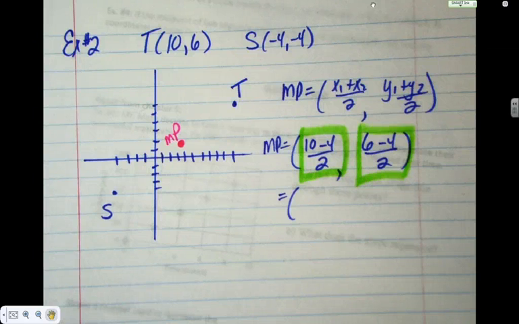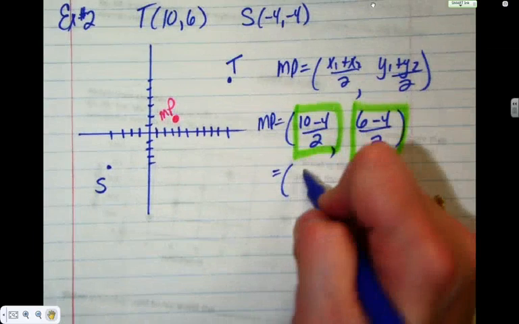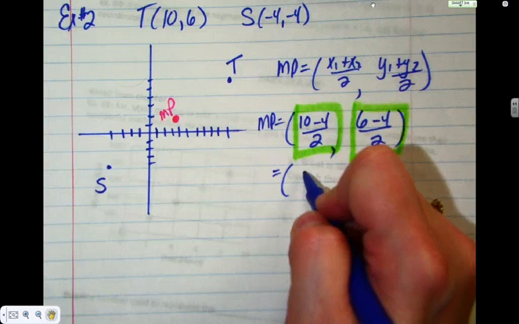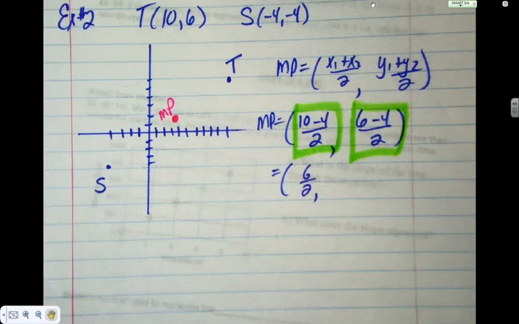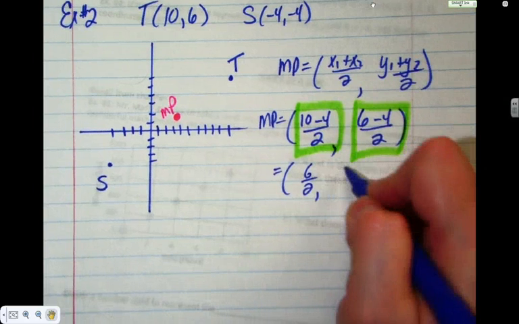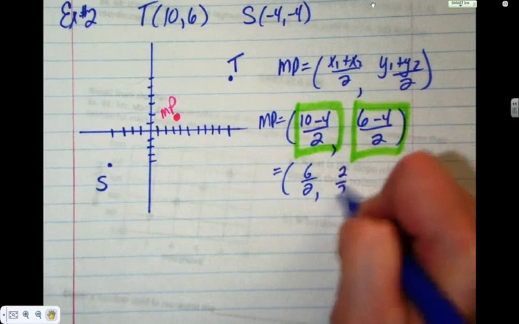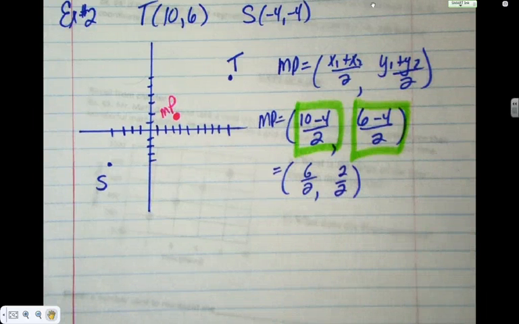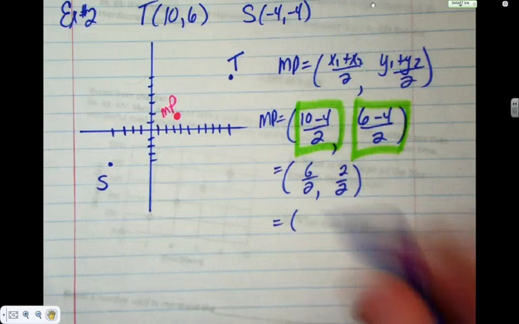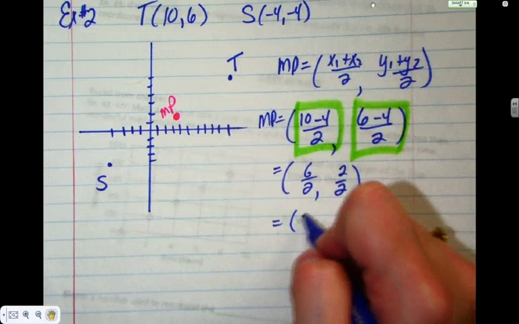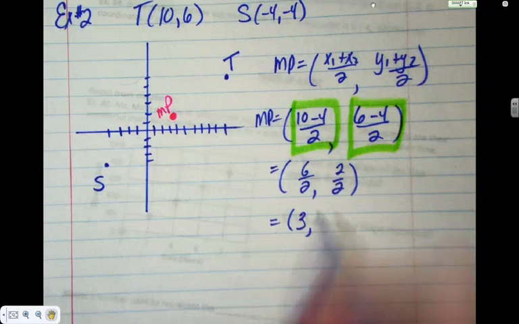The top goes first, so 10 minus 4, 6. And I'll do the divided by 2 in the next step. I'm just doing this step by step. And on the y side, the 6 minus 4 goes first, which is 2. Now I'm going to do the division. So what is 6 divided by 2? And 2 divided by 2?